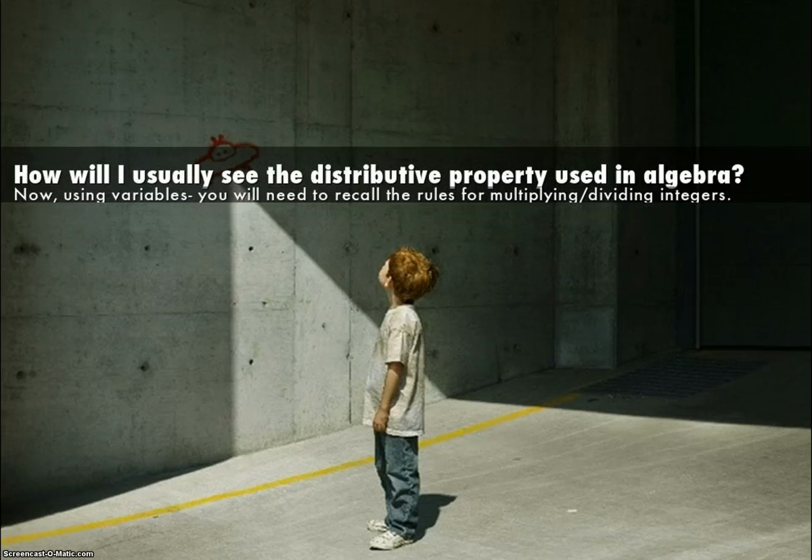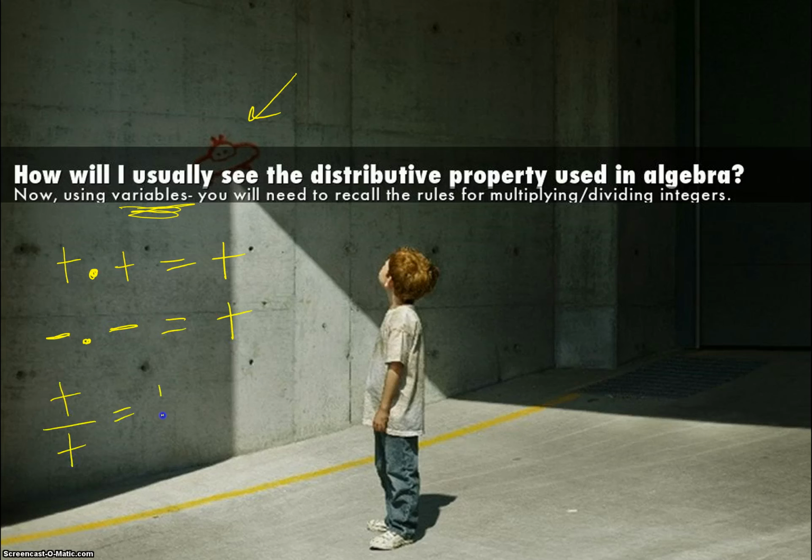So how will you use the distributive property in algebra? It's not alien. This is a picture of a spaceship. Using variables, you're going to need to recall the rules for multiplying and dividing integers. You have to know those. A positive times a positive is positive. A negative times a negative is also positive. A positive divided by a positive is positive, and a negative divided by a negative is positive. Whenever they're the same, your answer or your outlook is good.